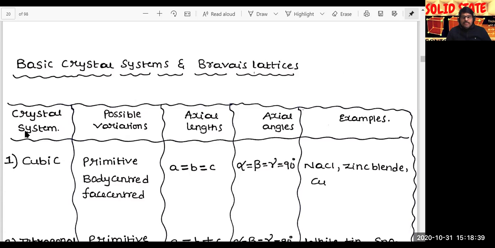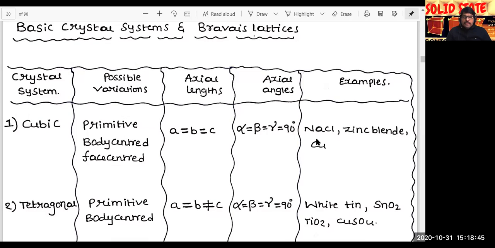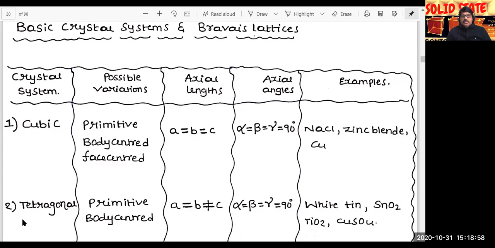How to define a cubic crystal system? By taking these parameters. What are the examples? Whatever examples we are going to study in this chapter, all of them come under cubic crystal systems, because for JEE we have cubic crystal systems. And the second type of basic crystal system is tetragonal.